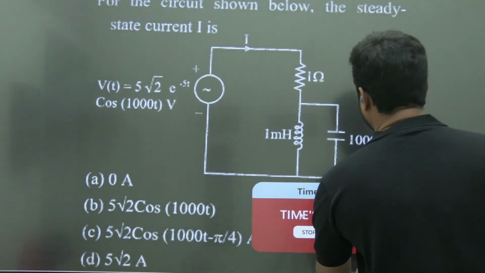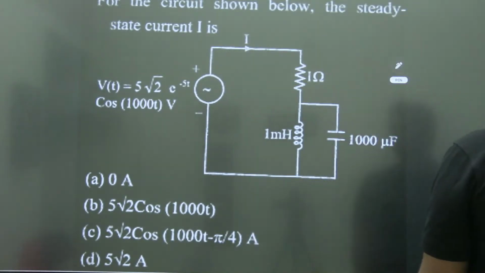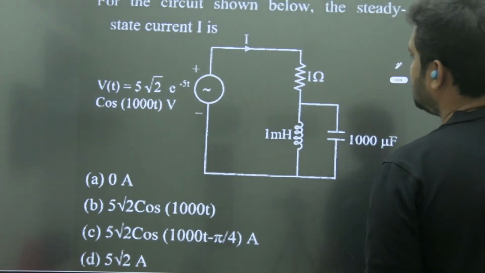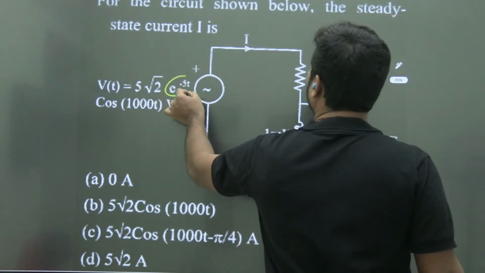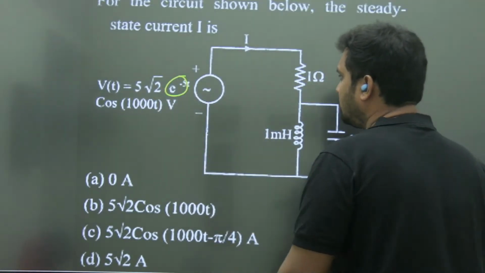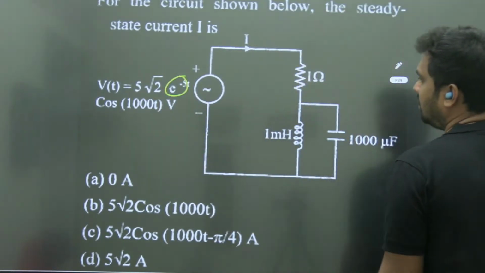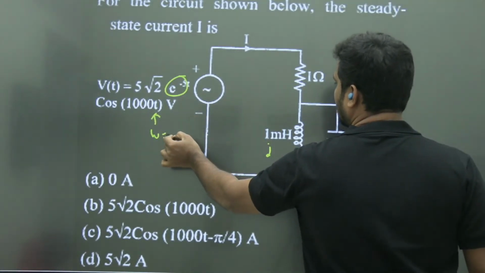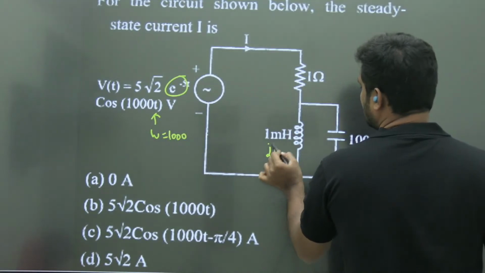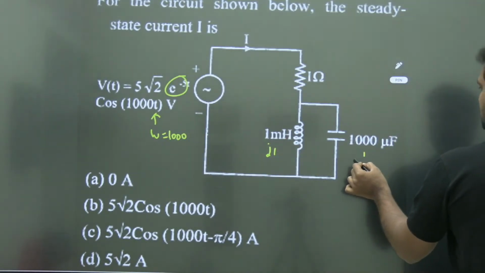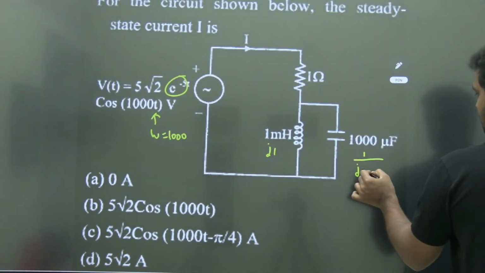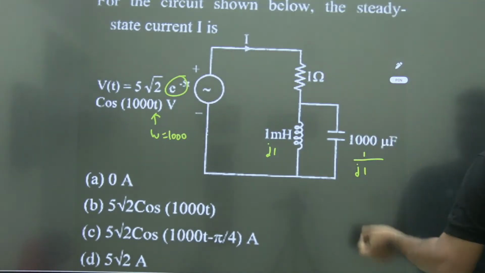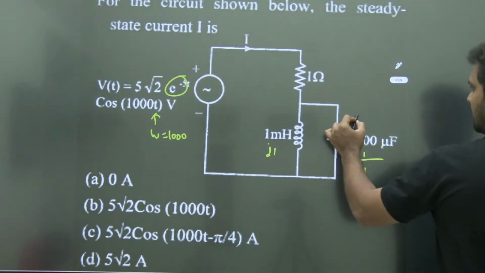So here, in steady state, this will become 0 anyway, so you can neglect it. Inductor is j omega, how much is omega? 1000, so j1. Capacitor is 1 by j1, because 1000 and 1000 micro. Okay, so j1 parallel with minus j1.